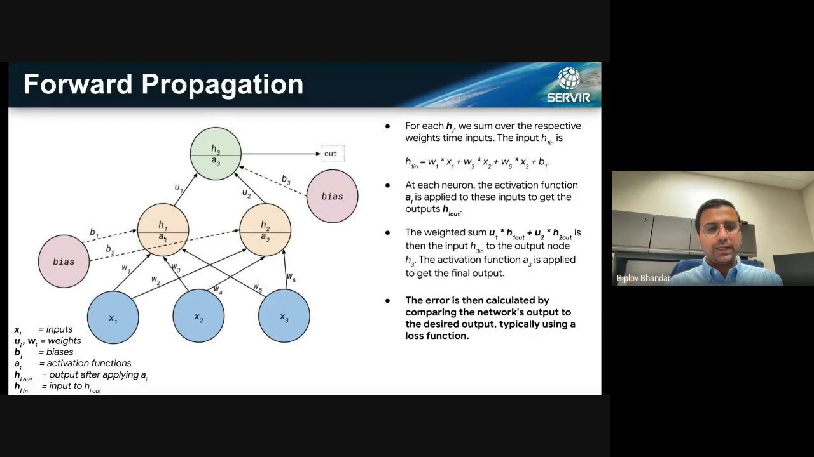But once we have that input, then there is something called the activation function, and we'll look into detail at what those are.